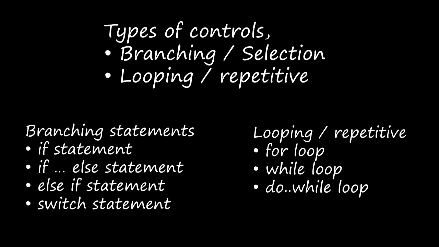Now we are seeing the branching statements. In branching, we have the if statement, if else statement, else if statement, and what else? We have the switch case. If, else if, else, switch case: these are the branching statements. In looping or repetitive statements, we have for loop, while loop and do while loop. We'll see these looping and repetitive statements in the next session.